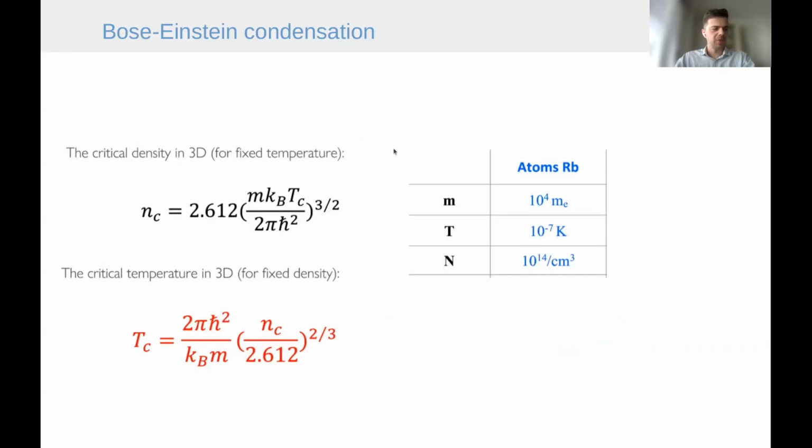Okay, so what are the typical numbers for critical density and temperature? Well, for example, for rubidium atoms with mass around 10 to the 4th of the mass of the electron, we can say about a critical temperature of the order of hundreds of nanokelvins at typical densities of 10 to the 14 per centimeter squared, which are achieved in ultra-cold experiments. So these are really very, very low temperatures.